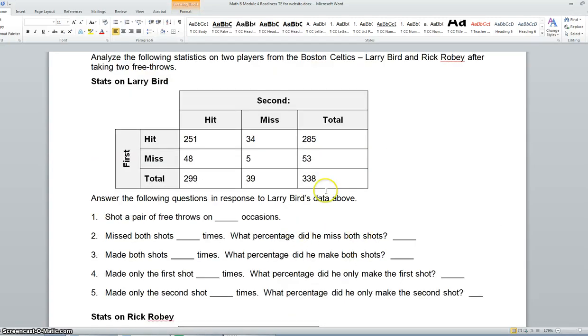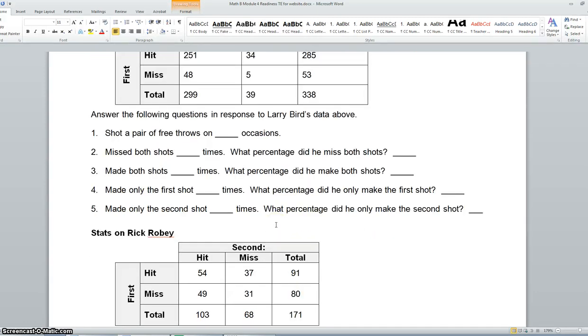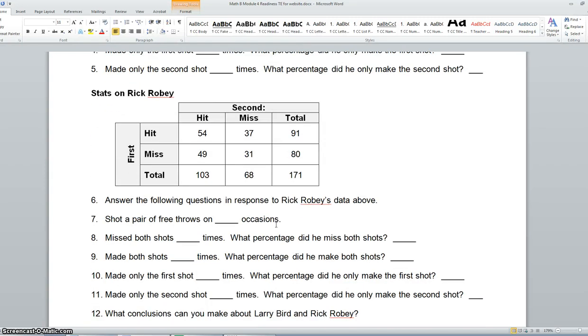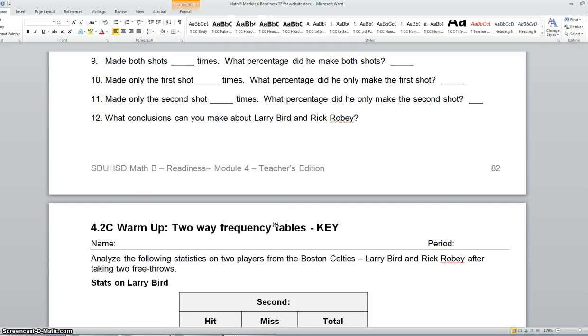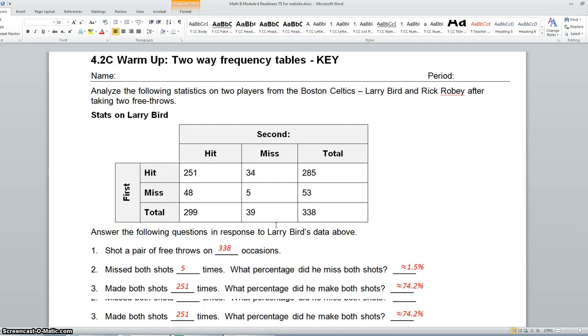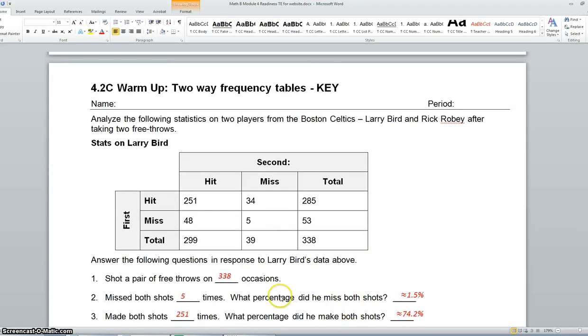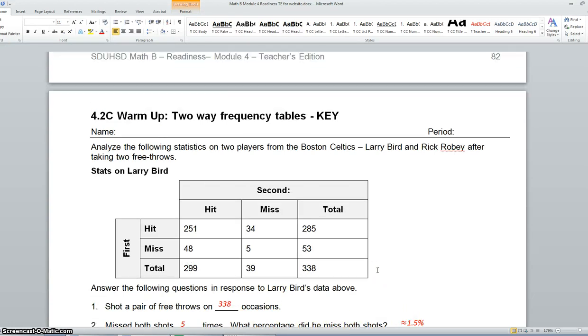What percentage did you miss? So 5 out of how many? What divided by what on your calculator? Go ahead and do that and write your percent, and let's see if you get the right answer. 5 out of the total is 1.5%. 0.015 is what you got. Okay, the next question.